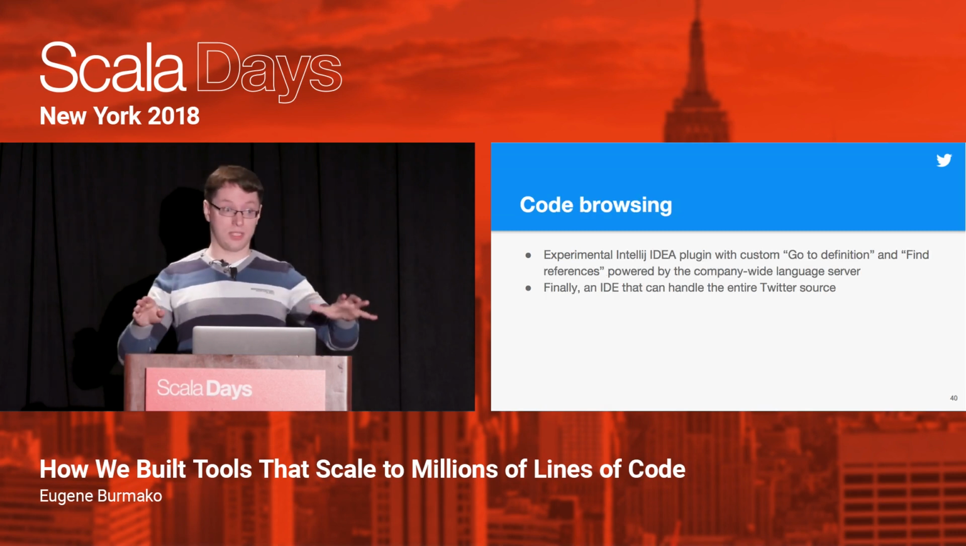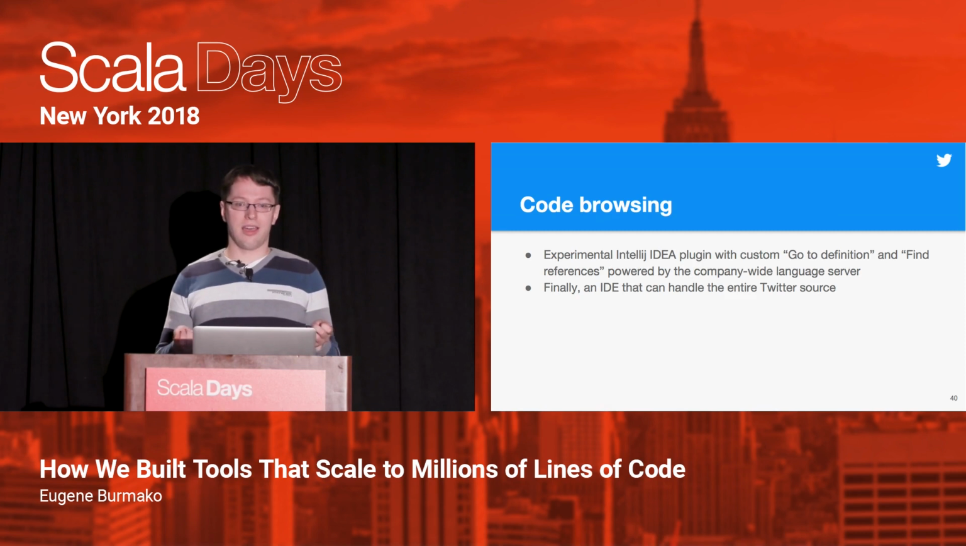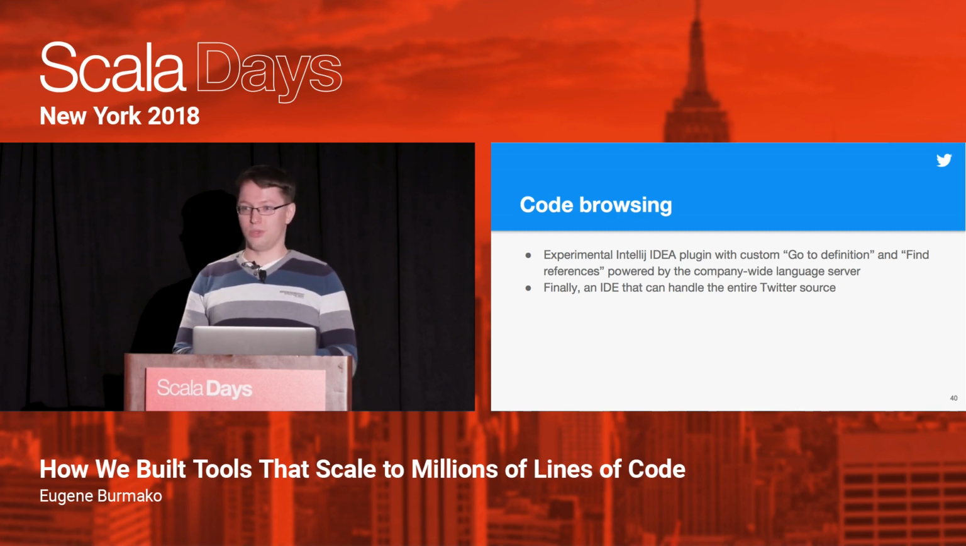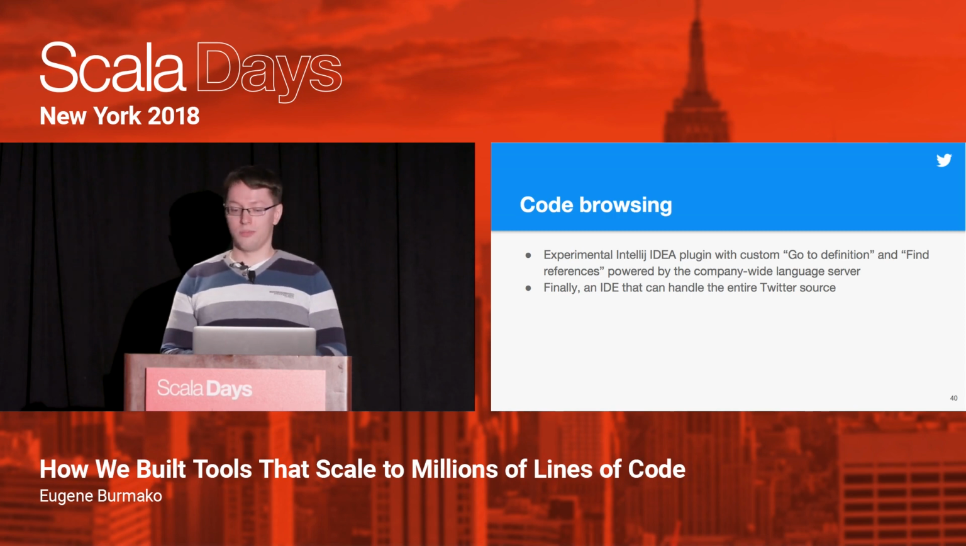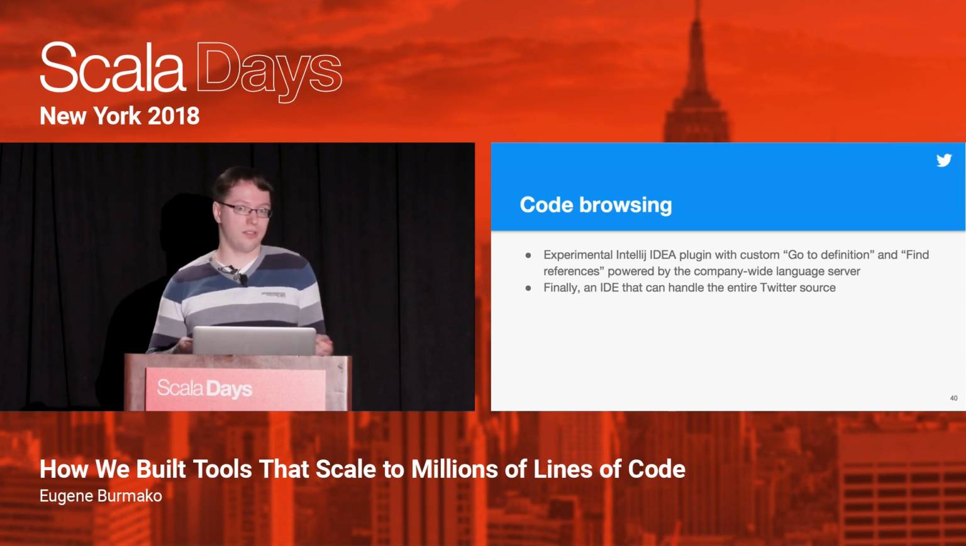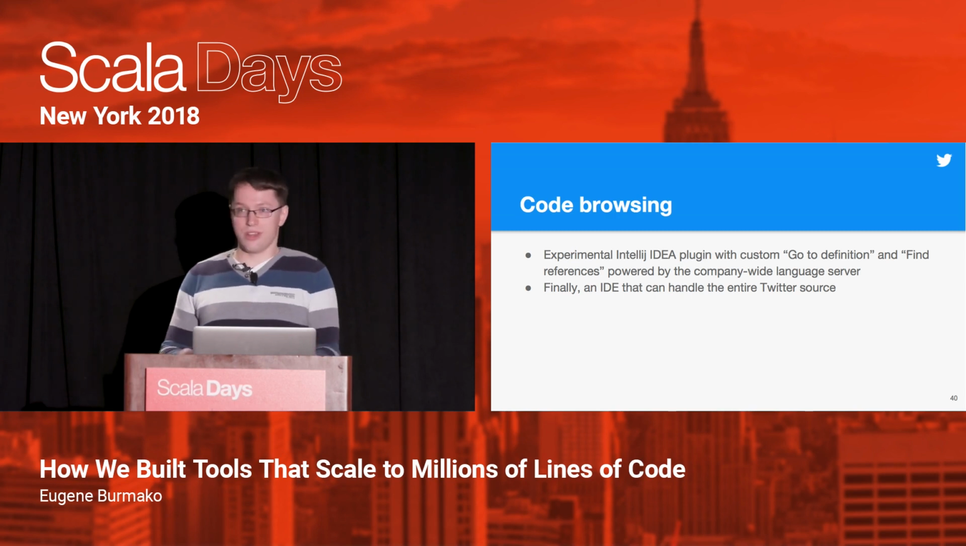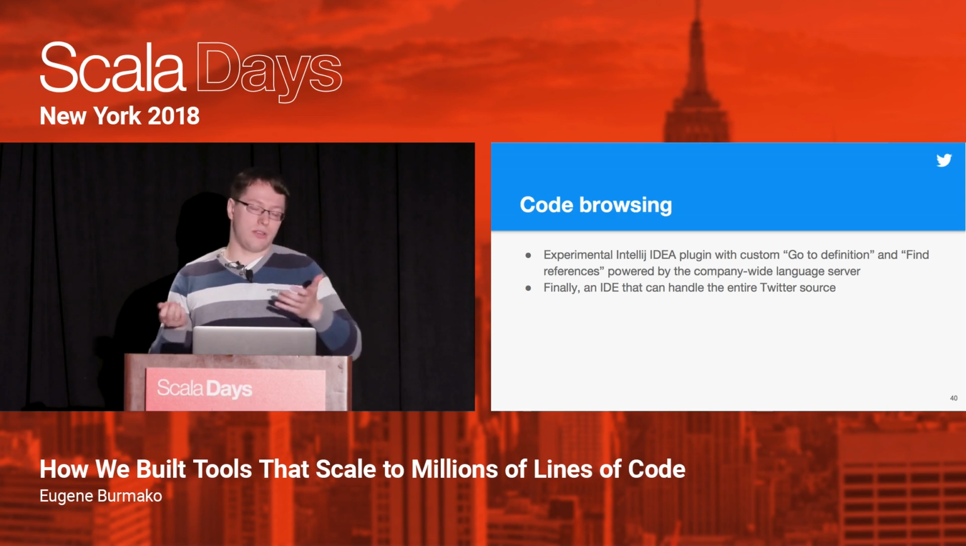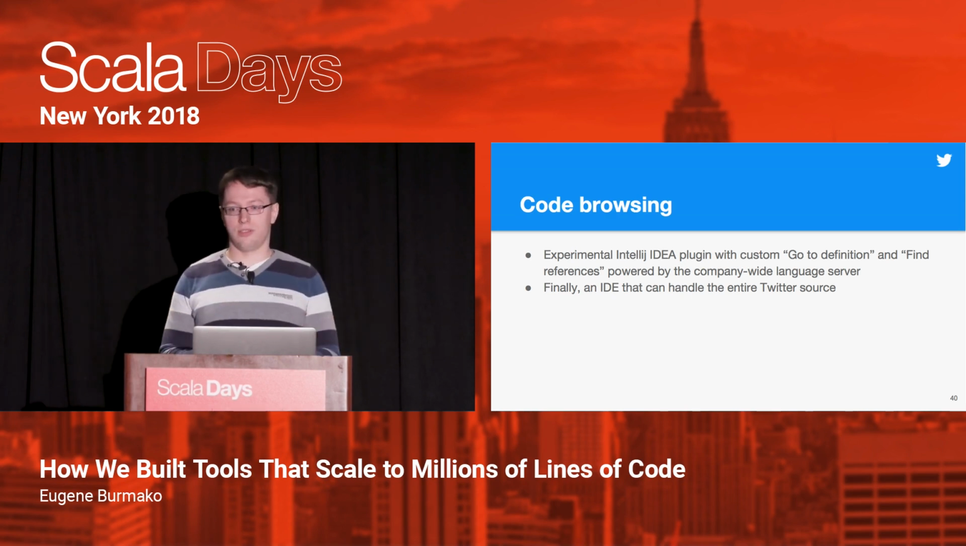Now let's see how these infrastructural pieces fit together and how they help us achieve experimental solutions to the original goals, why our team was funded in the first place. First of all, for code browsing, we have an experimental IntelliJ plugin. It uses this company-wide language server to implement custom go-to definition and find references menu items. You open IntelliJ, you don't have to open the entire source code, it doesn't matter. Then you do a right click, and here we go. You just have a list of references, and it works across the entire code base. Granted, of course, that it has been indexed.